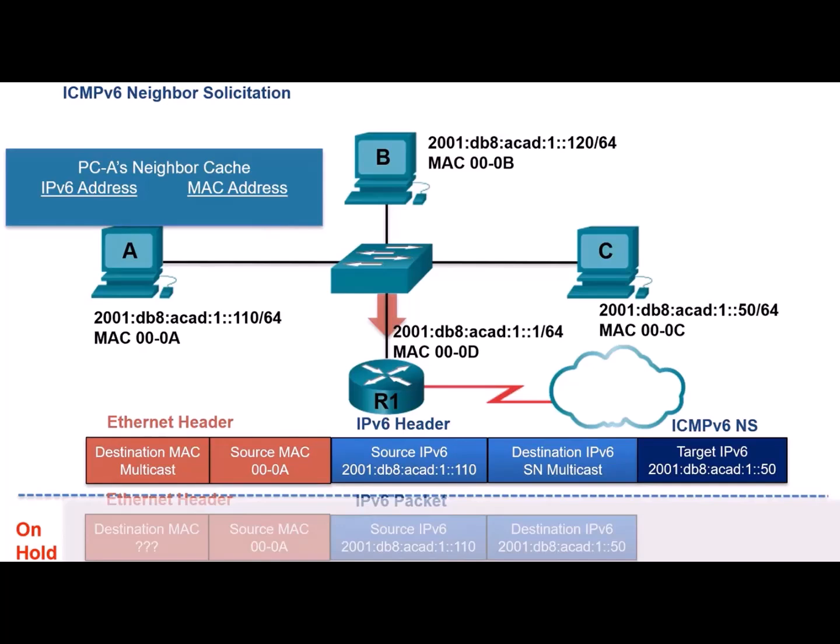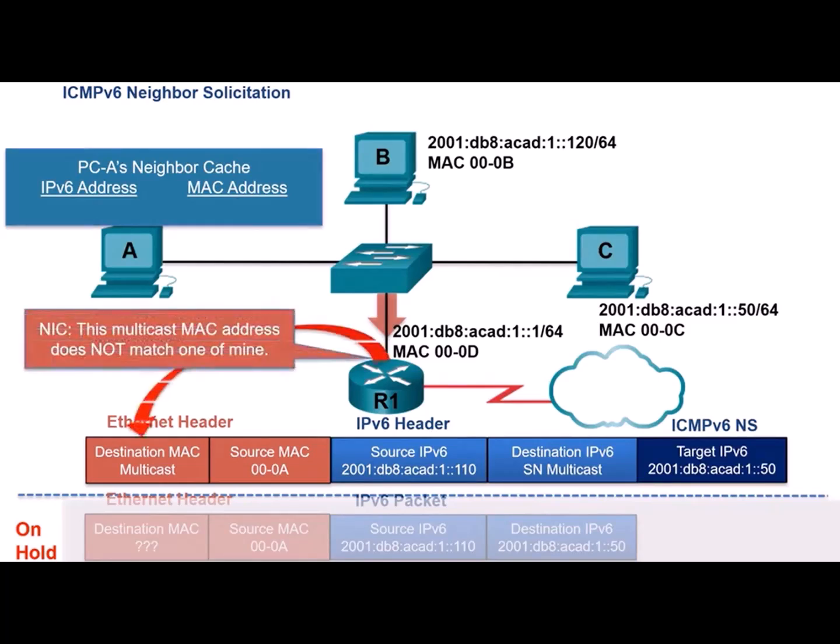Router R1 receives the frame on its LAN interface. A similar process occurs on R1's interface. The Ethernet NIC ignores the frame because the destination multicast MAC address does not map to any of its IPv6 addresses. ICMPv6 neighbor solicitation messages are not forwarded by the router. This is because the solicited node multicast address in the IPv6 header is sent with link local scope, which tells the router not to forward these packets off the local link network.